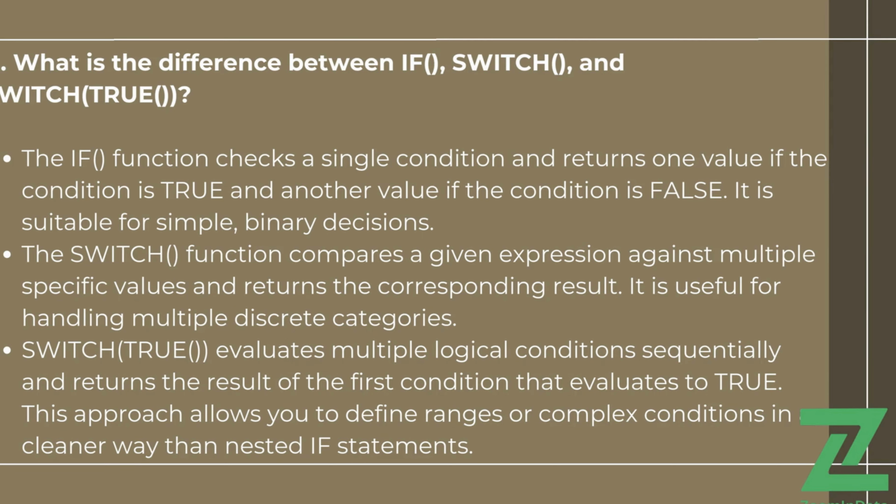It is suitable for simple, binary decisions. The switch function compares a given expression against multiple specific values and returns the corresponding result. It is useful for handling multiple discrete categories. Switch true evaluates multiple logical conditions sequentially and returns the result of the first condition that evaluates to true. This approach allows you to define ranges or complex conditions in a cleaner way than nested if statements.